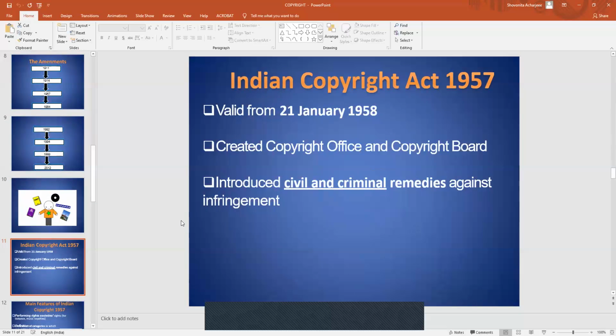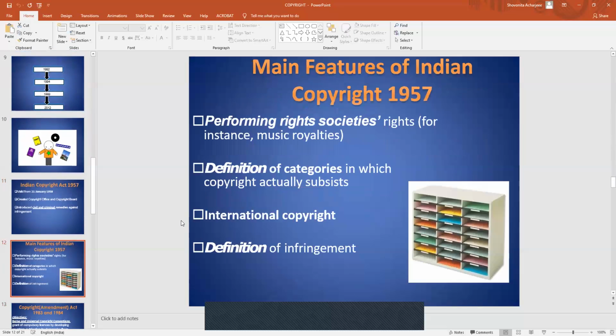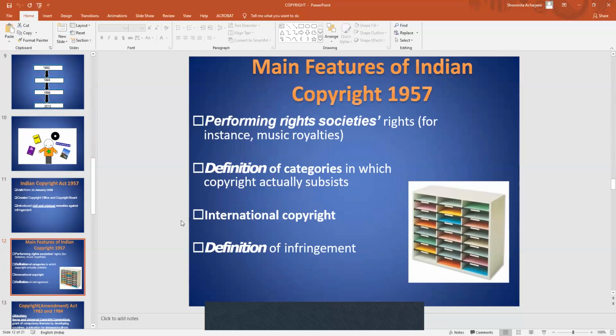Also, you need to know that the Indian Copyright Act has been valid since 1958, and it has introduced both civil and criminal remedies, which also gives the main features or basic principles. There are mainly two honored principles. The first is ex turpi causa non oritur actio, that is, no right of action arises out of any kind of misuse.